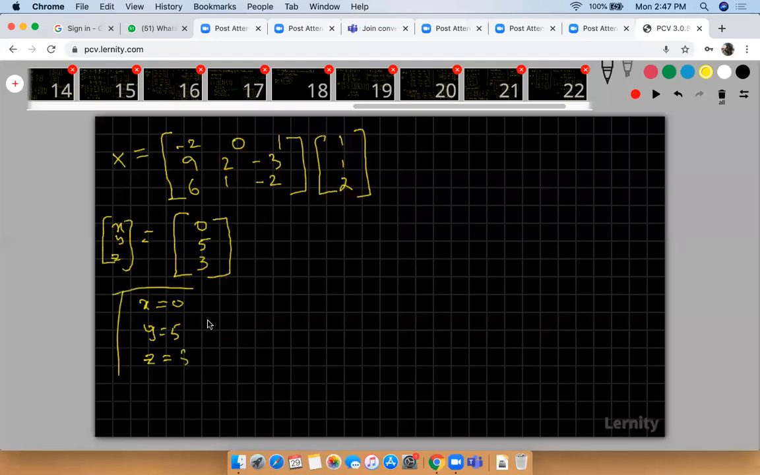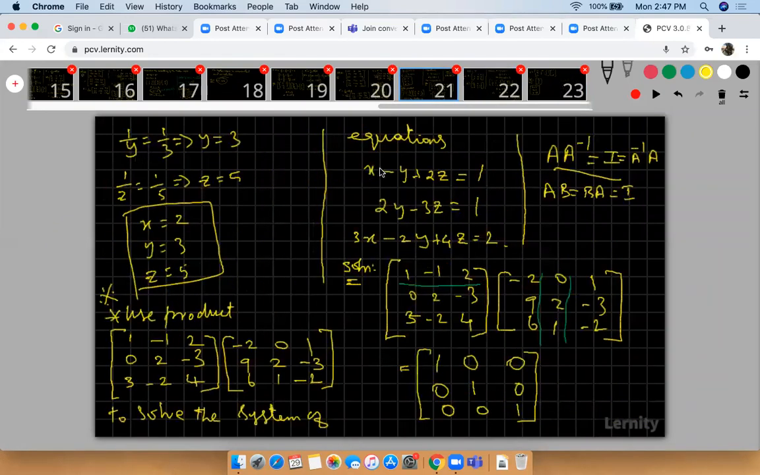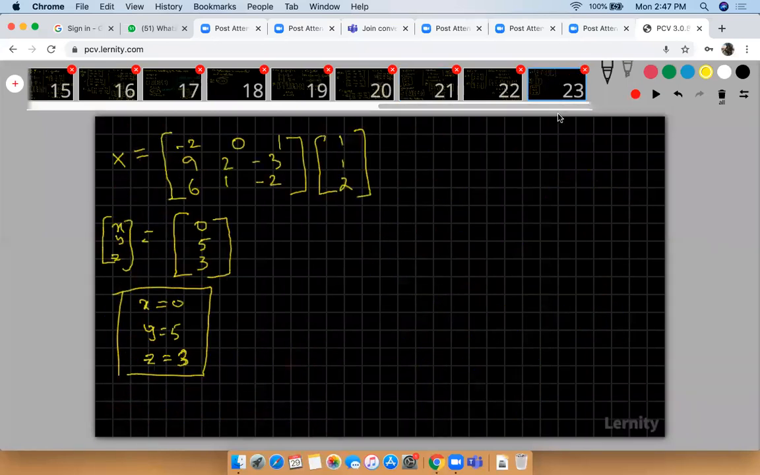This is the answer. How to verify your answer? You have to substitute these three values in the given equations. If your answer 0, 5, 3 satisfies all three equations, your answer is correct, and this is the unique solution.